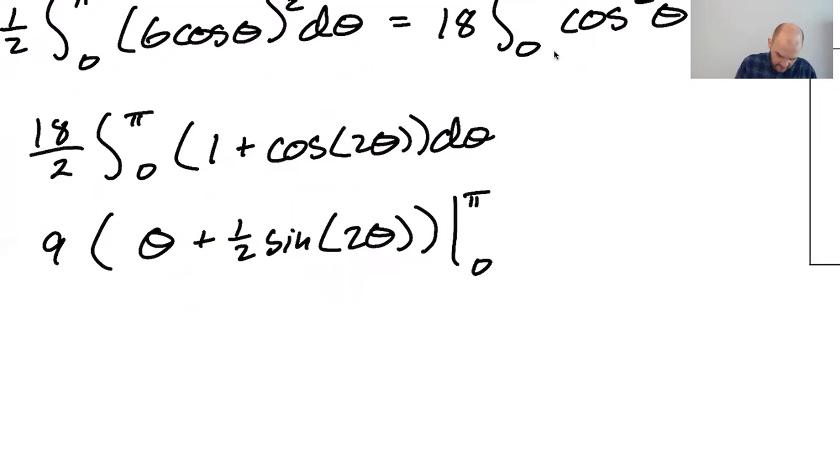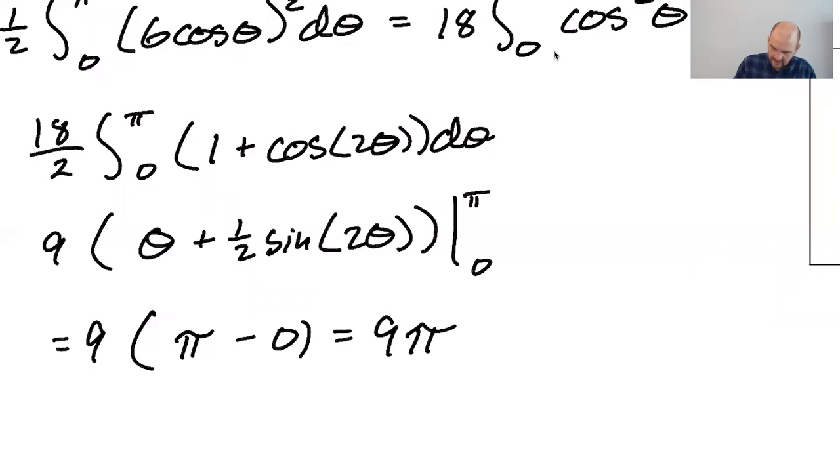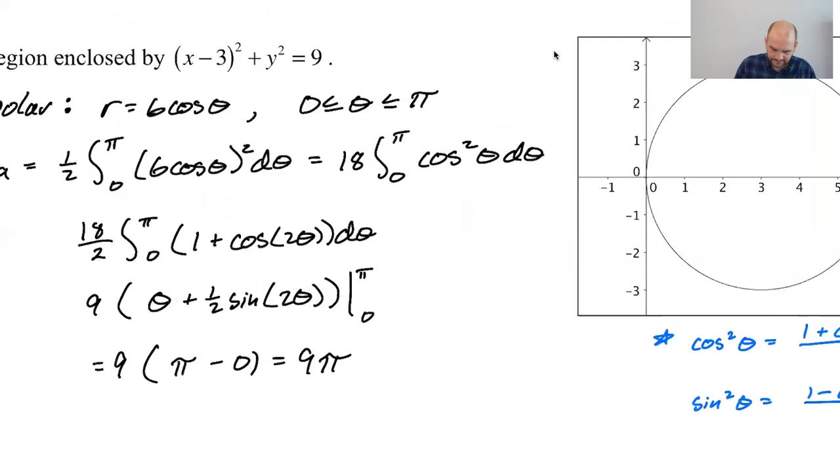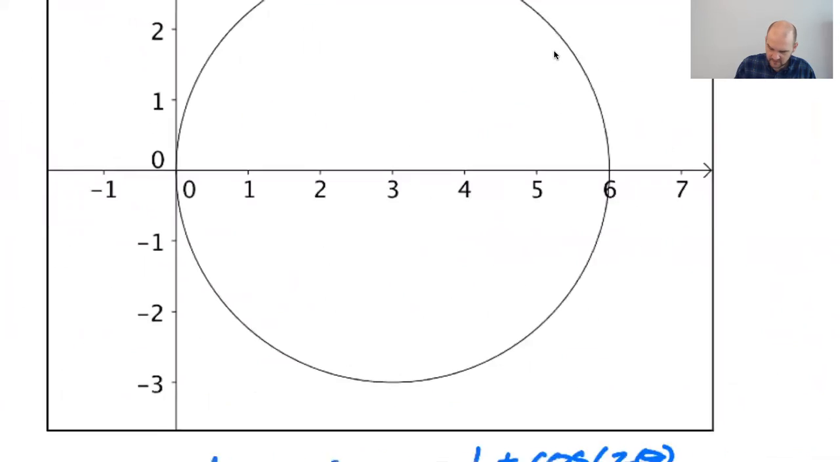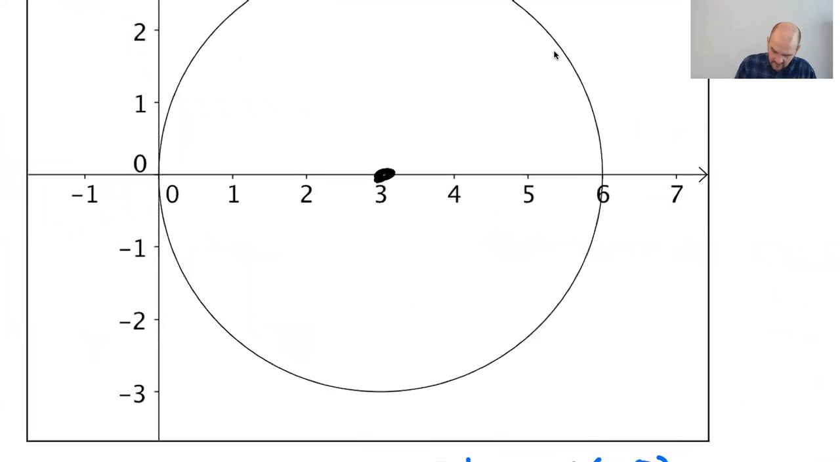It won't always happen, though. But this is 9. I get pi. The sine of 2 pi is 0, so that's gone, and then minus 0, so I get 9 pi. Now, does 9 pi make sense? Of course it makes sense, because this is a circle with a radius of 3, and so the area is going to be 9 pi.